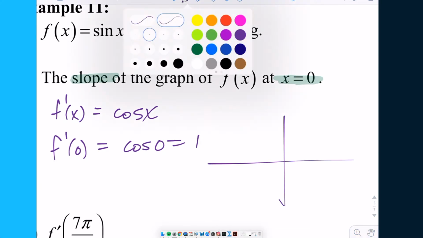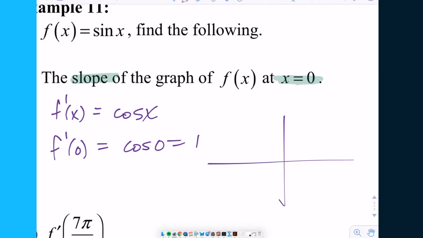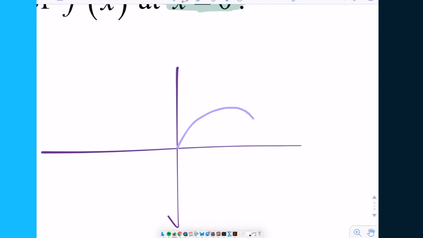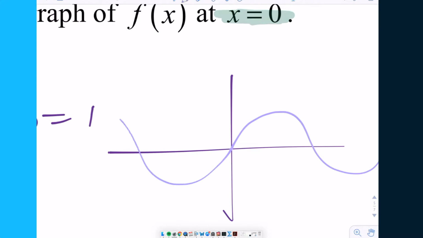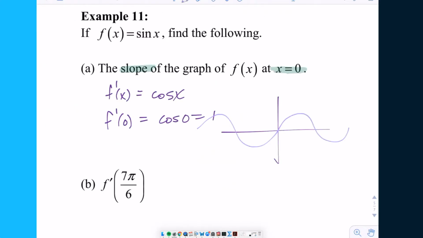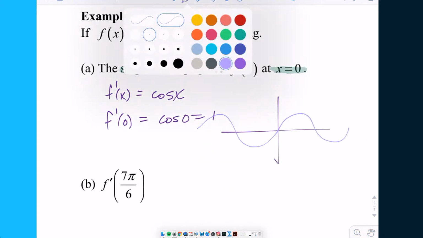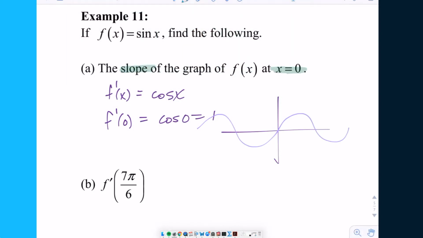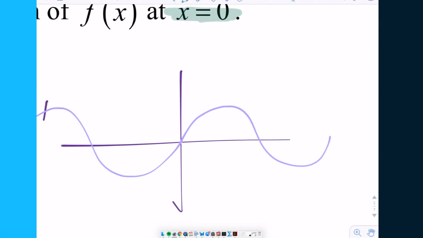All right, so let's see what that means graphically. If I look at the graph of sine, I got the new colors. Let's use periwinkle. Or how about turquoise tangent? Which is turquoise? Second column, third row. Okay. So if we're trying to find the tangent line at 0, here comes turquoise tangent.